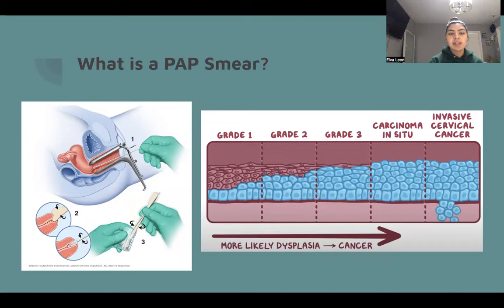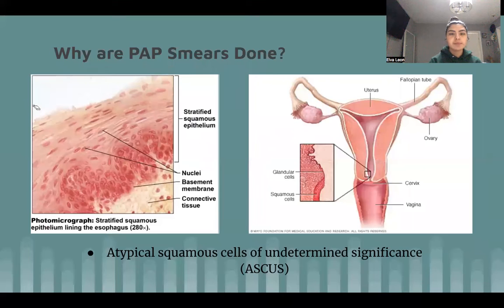It helps detect precancerous cells as well as cancerous cells in the cervix. They look for uncontrolled cell growth in the cervix, as seen on the picture to the right. This is referred to as dysplasia, which may lead to cancer over the years. As stated before, a PAP smear detects precancerous cells ahead of time.